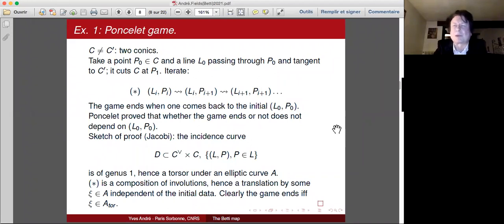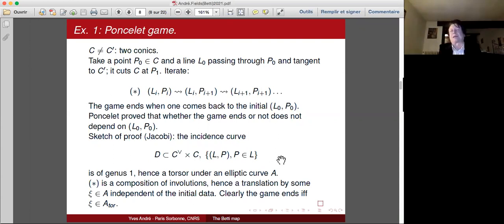Let me sketch a proof given a little bit later by Jacobi. Jacobi considers the incidence curve in C dual cross C. C dual is the dual curve, so the lines which are tangent to C. The incidence curve is given set-theoretically as the set of pairs (L, P), where L is a line tangent to C, so it's a point in C dual, and P is a point in L.